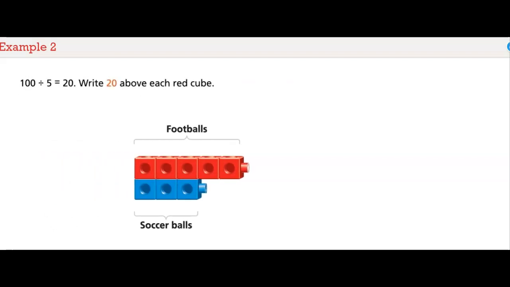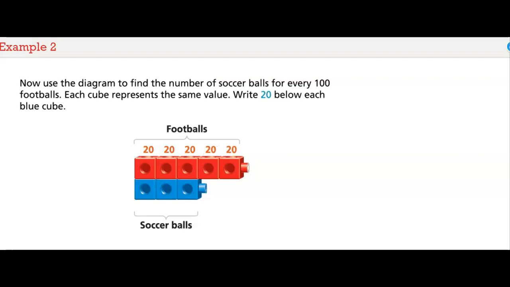100 divided by 5 equals 20. Write 20 above each red cube. Now, use the diagram to find the number of soccer balls for every 100 footballs. Each cube represents the same value, so write 20 below each blue cube.